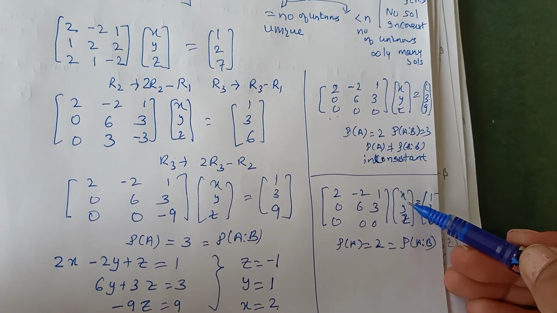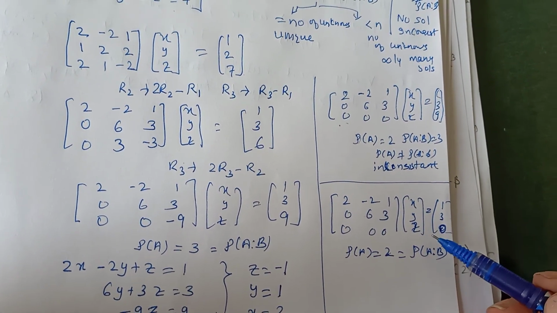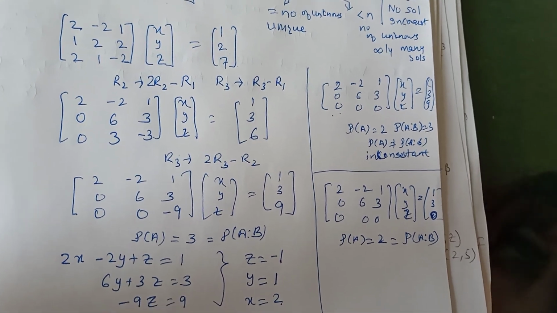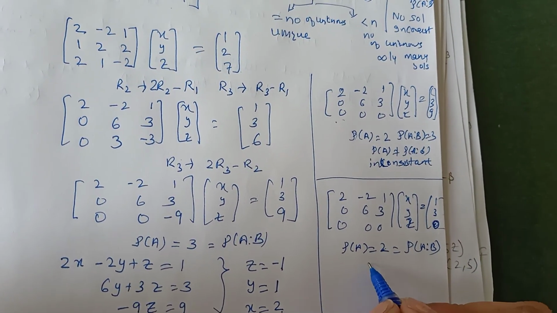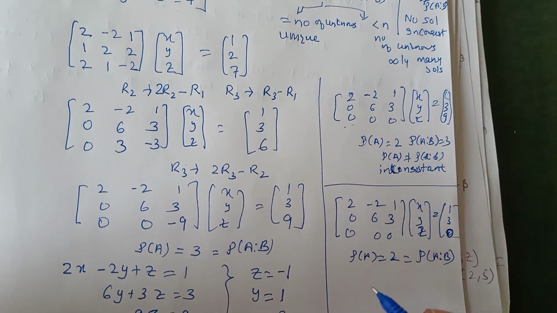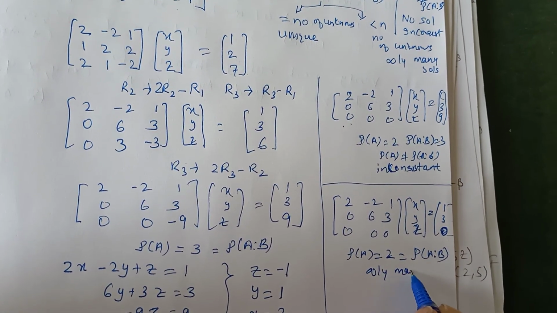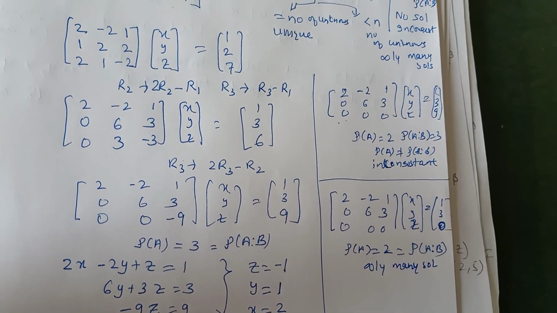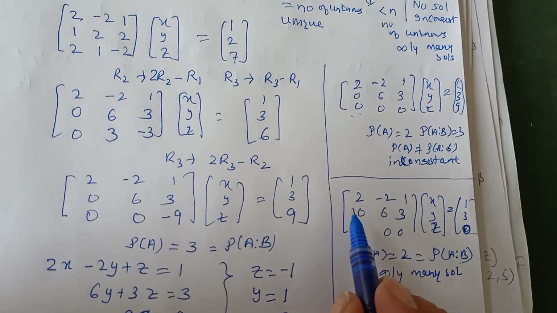How many unknowns are there? There are 3 unknowns. So the ranks are equal but less than the number of unknowns. So which case will we say this is? It is less than the number of unknowns, so it is having infinitely many solutions. How will you find these infinitely many solutions?